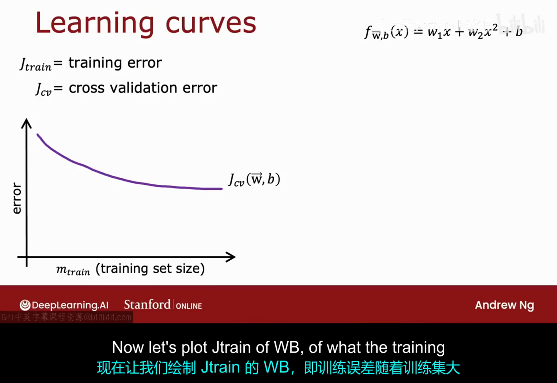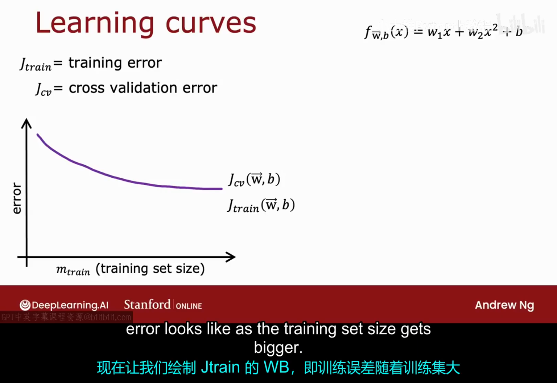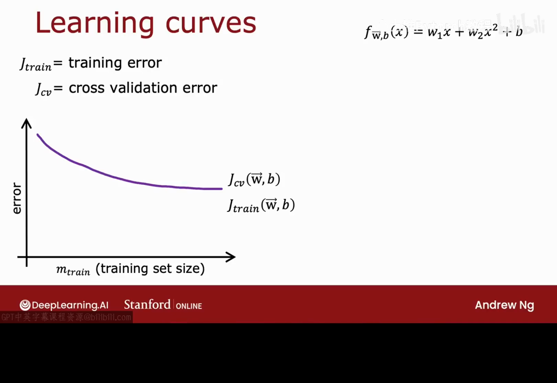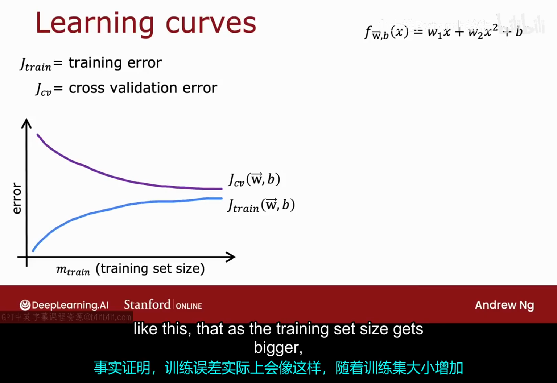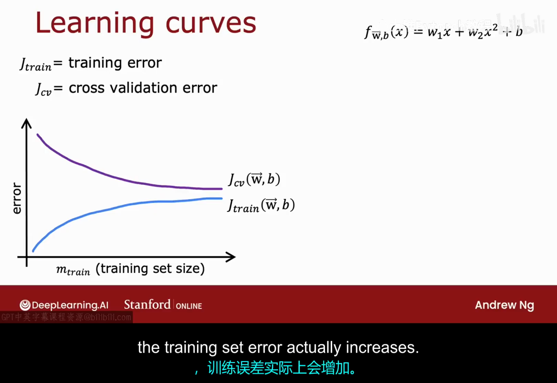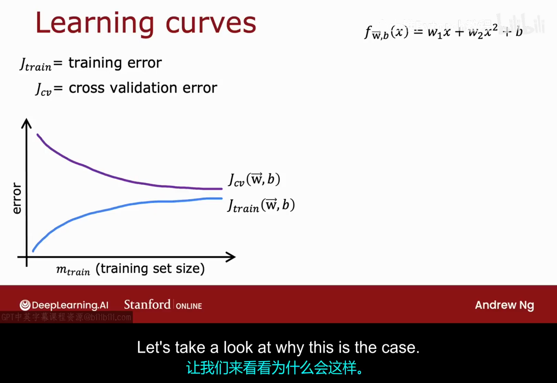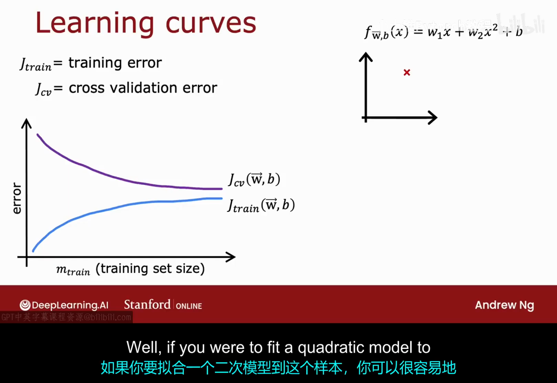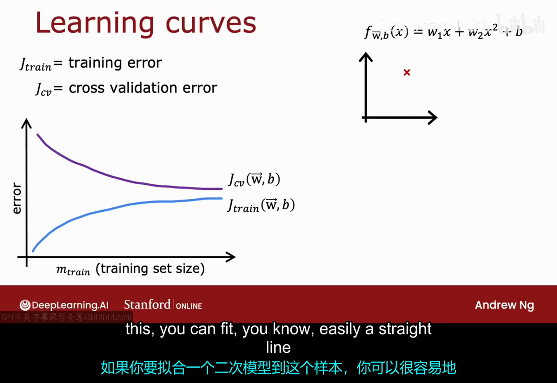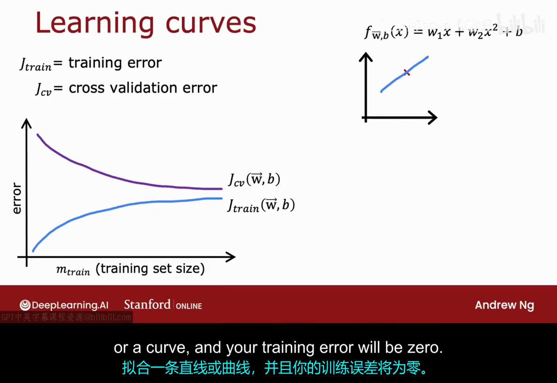Now let's plot J_train of w,b, what the training error looks like as the training set size gets bigger. It turns out that the training error will actually look like this: as the training set size gets bigger, the training set error actually increases. Let's take a look at why this is the case. We'll start with an example of when you have just a single training example. Well, if you were to fit a quadratic model to this, you can easily fit a straight line or a curve, and your training error will be 0.